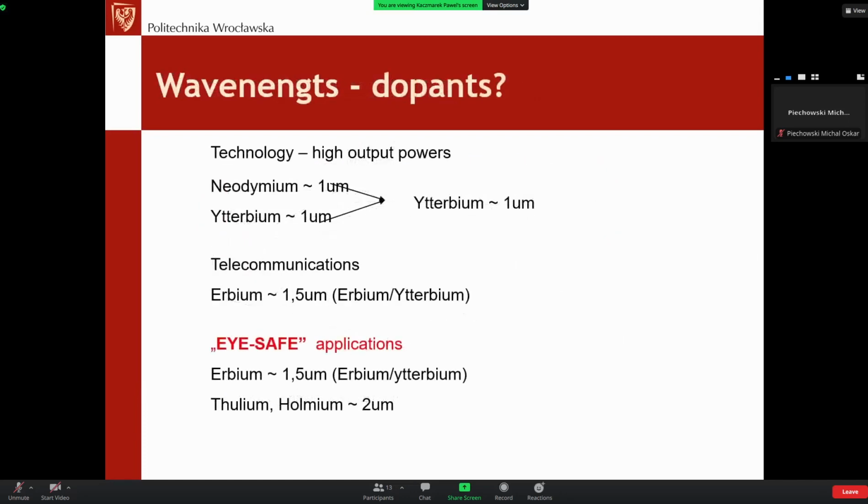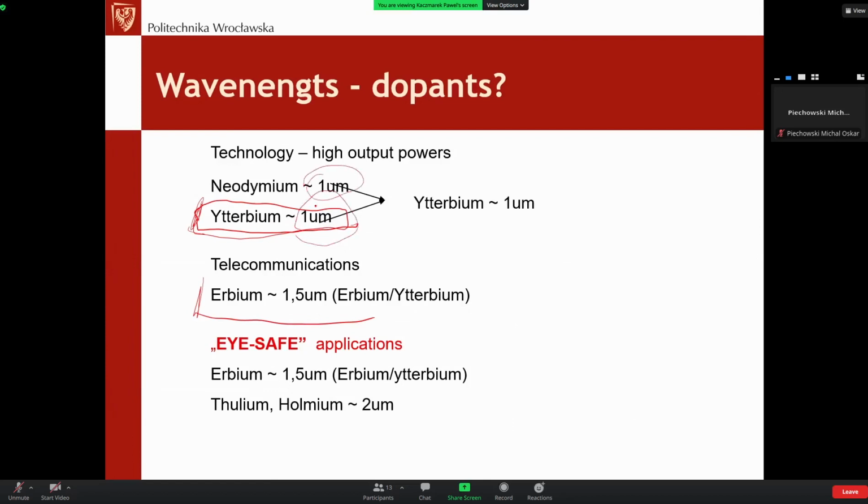Yeah, the wavelength and dopants are exactly the same as you have in solid state lasers. We can use more or less the same dopants. You know one of them already, erbium, quite popular for telecommunication. But for technological applications, we have a king, ytterbium. Ytterbium is the element which has an emission line close to 1 micron.